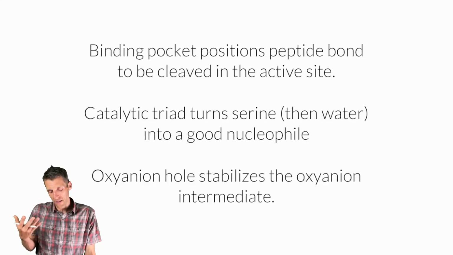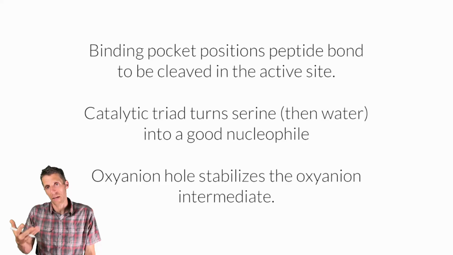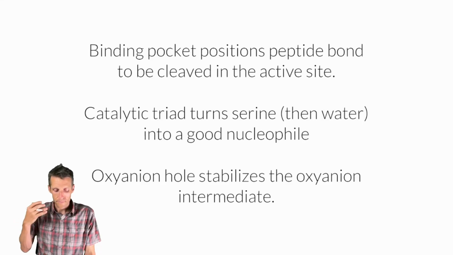And then finally, the oxyanion hole's job here is to stabilize the oxyanion intermediate. So with these three things all lined up, we end up with an enzyme that can increase the rate of this reaction by 40 billion fold.